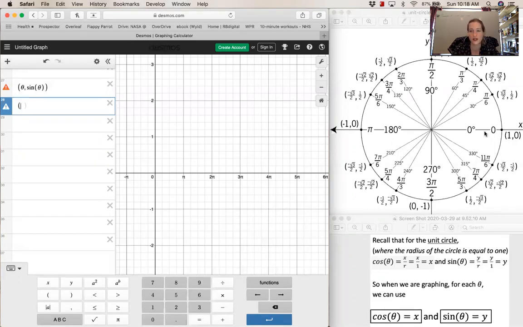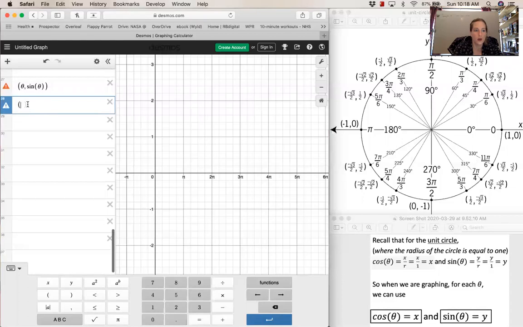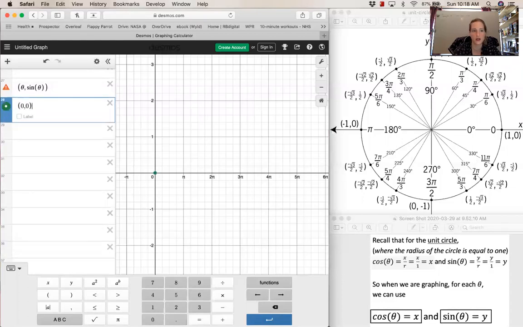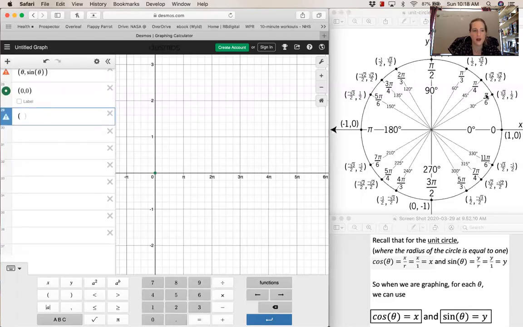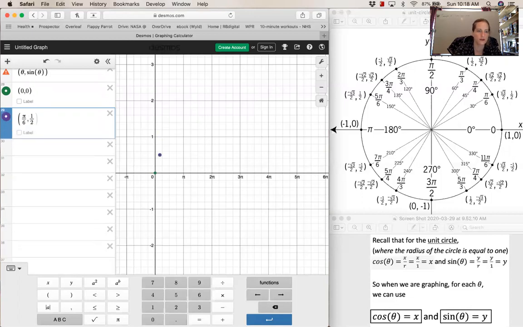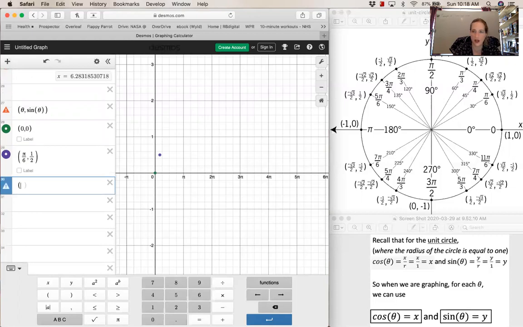So again, let's go ahead and start at 0. Well, when theta is 0, our sine is equal to 0. So there's our first point. Next, we'll go up here to pi over 6. When theta is pi over 6, what's our sine function equal to? It's equal to this y value, 1/2. Next, we'll look at when theta is pi over 4. When theta is pi over 4, our sine is the square root of 2 over 2.